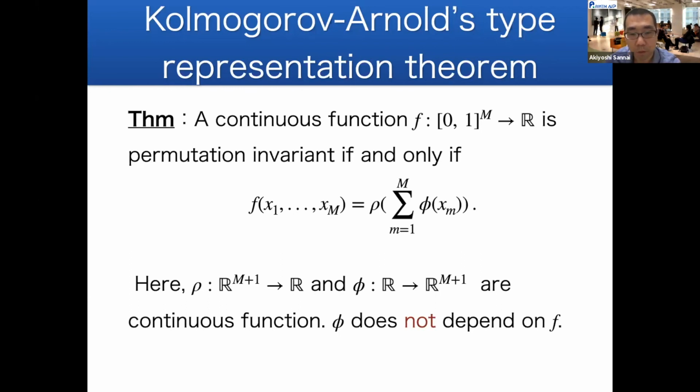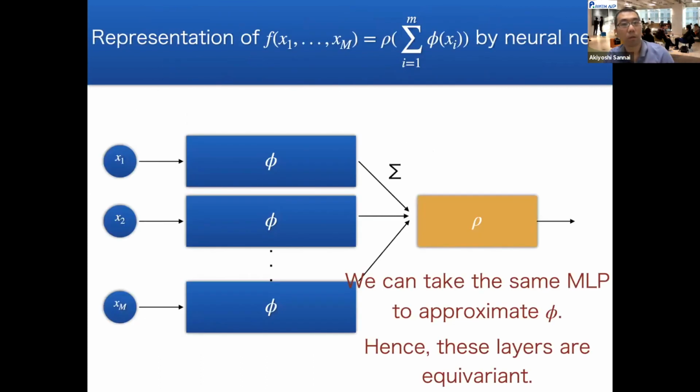With this decomposition, we can see there is a deep neural net approximating this function. At first we map x1 by phi, x2 by phi, and so on, take the sum of all outputs, and then apply rho. This is the function f. Here we remark that for each phi, we can take the same MLP to approximate it.